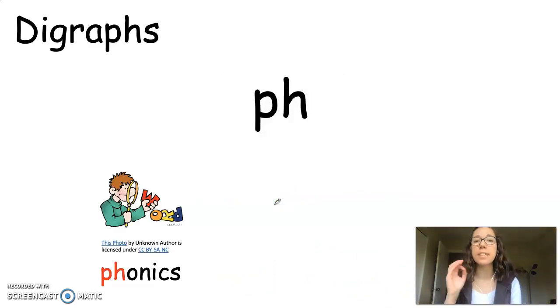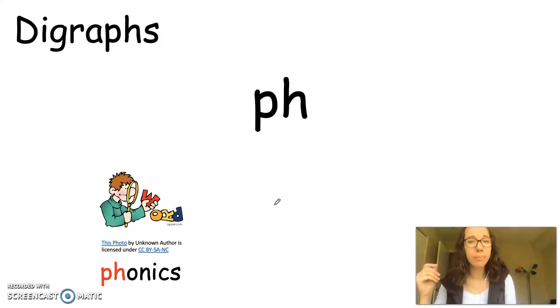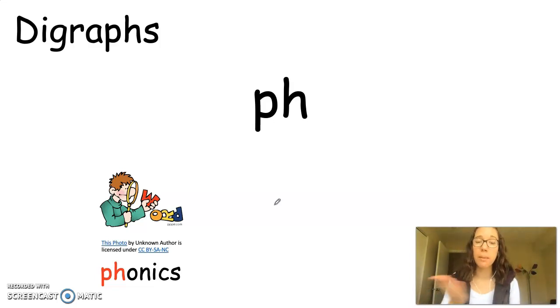Our next digraph is PH. The letter P says p and the letter H says h. But when we put them together, we get a brand new sound, and that sound is f. So PH actually makes the same sound as the letter F. But when we see it in a word, it can sometimes be difficult to remember that P and H work together because the sound that they make together is so very different than the sounds that they make separately.